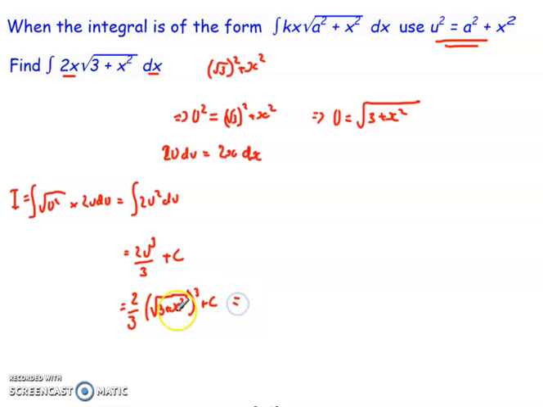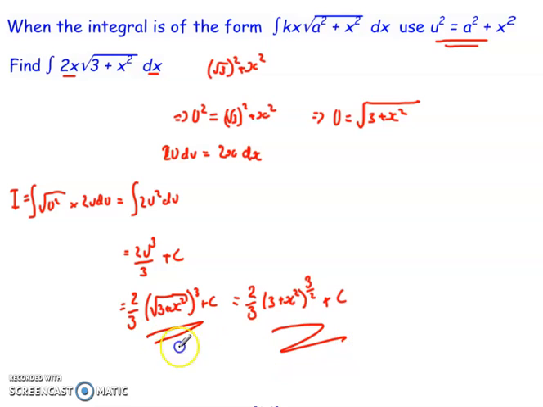I can write that as a single power here, and I'd get 2/3 times bracket 3 plus x squared to the power of 3 over 2, plus c. So I could write it in that format or that one there. Just be careful, it might ask you for a set format, it might not. Both are acceptable answers either way.